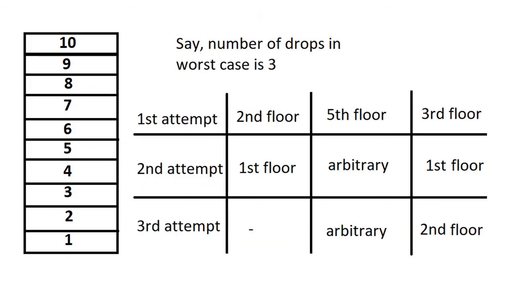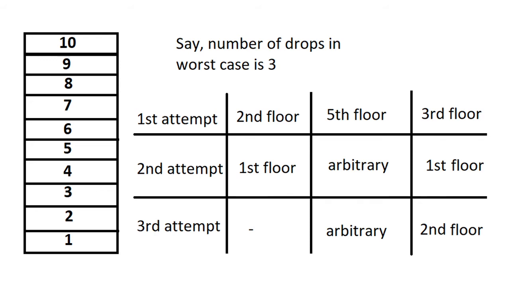For simplicity, let's assume a 10-story building. Let's say the number of drops in the worst case is 3. That is, at most we can make 3 attempts. So how to decide our first attempt? If we make our first attempt from the second floor and if the egg breaks, we are left with 1 egg and 2 attempts. Since the egg breaks on falling from the second floor, we need to check all the lower floors. The only lower floor available to us is the first floor, which we can check in the second attempt. In this situation, our third attempt is wasted.